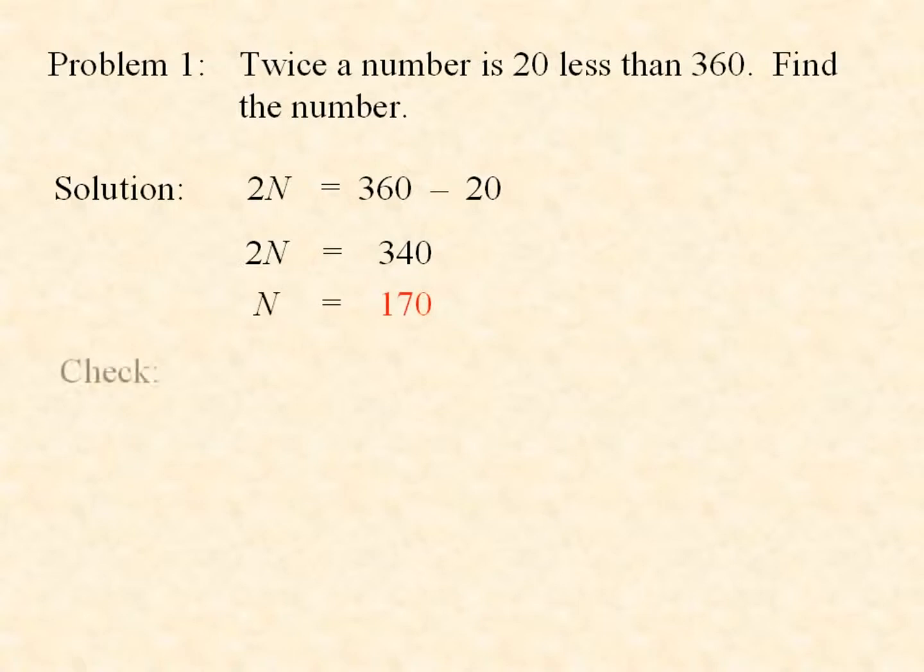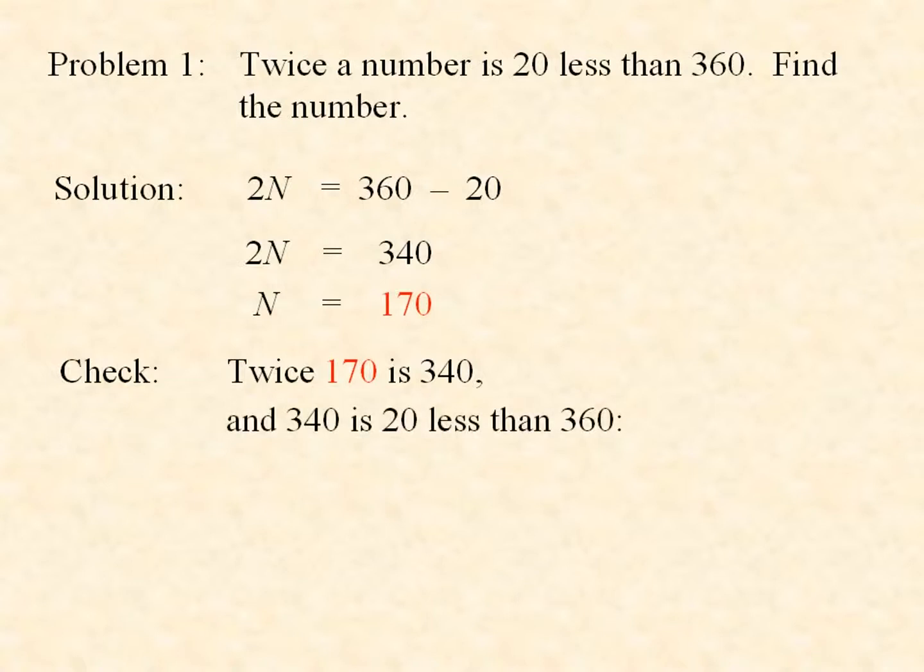Let's check this, make sure it makes sense. Twice 170 is 340, and 340 is 20 less than 360. So it does make sense.